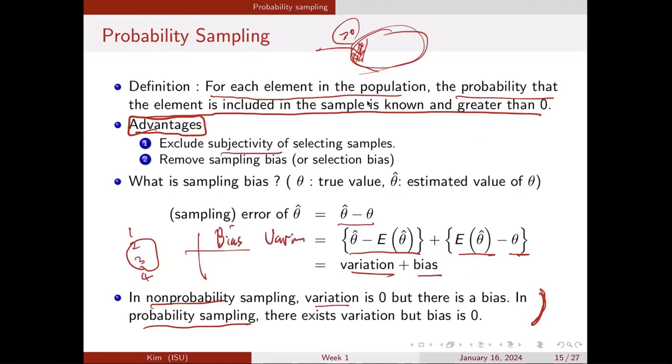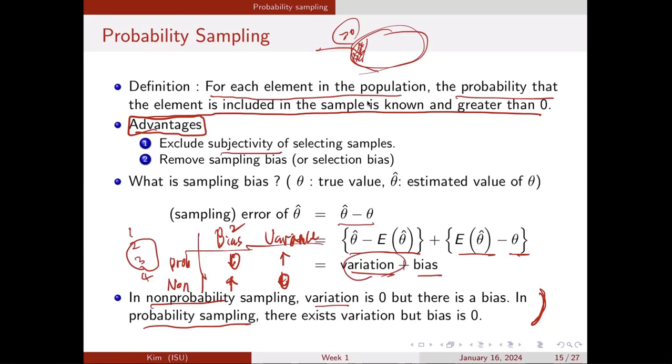So bias square, what is the variation? Variation, average of variation square is a variance. So probability sampling, bias 0, variation is non-zero. Non-probability sampling, bias exists and variance is small. Variance is zero, essentially. Okay. So this one doesn't really tell you which one is better.